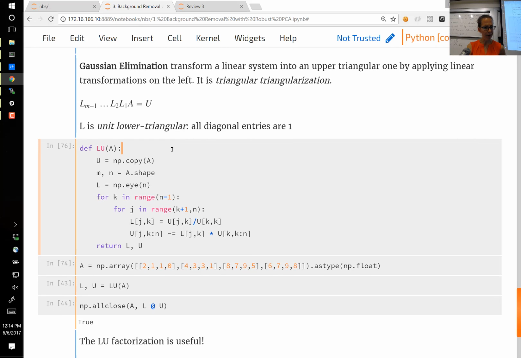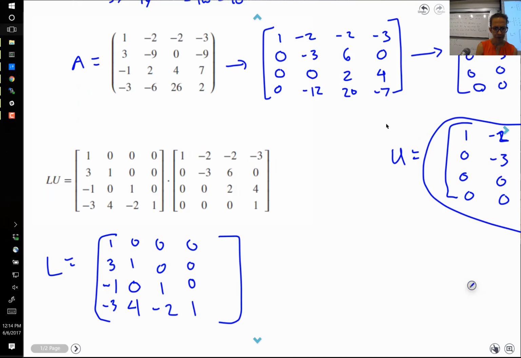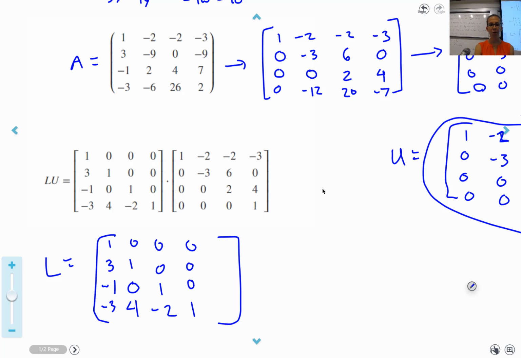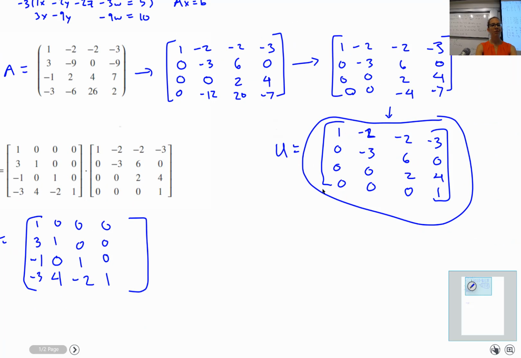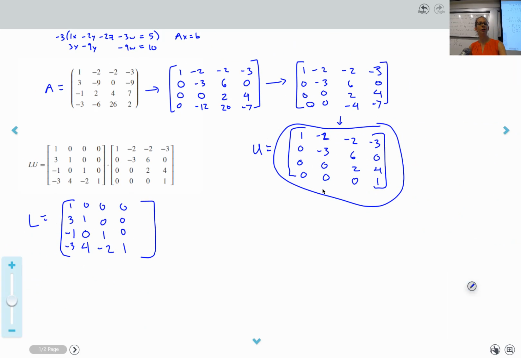Yeah, so I wanted to go through how we have the computer doing this. So we're making a copy of A that's going to be our U. And then remember, U is what we ended up with at the end of our Gaussian elimination. So we start off with A, we copy that into U, and then go through these steps to get it in this form. And then L is where we're going to store what we're multiplying by.